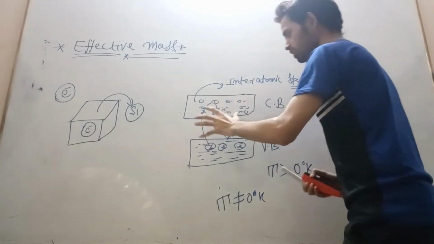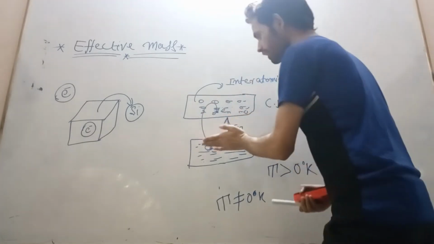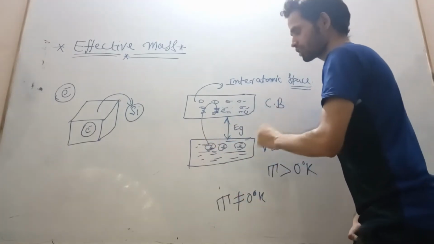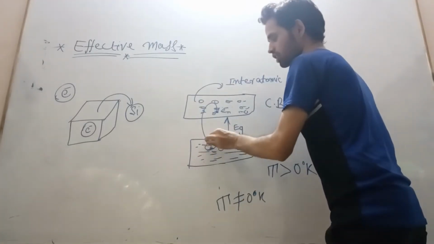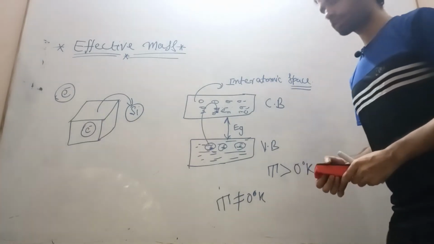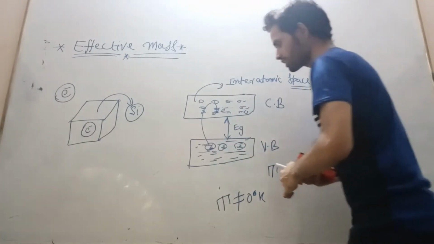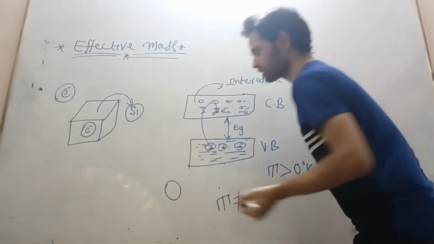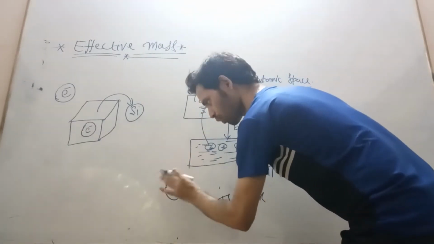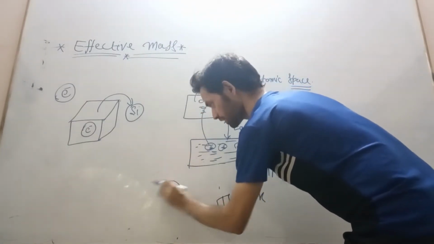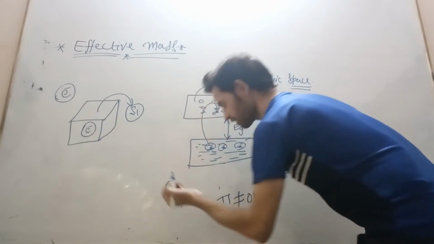Within interatomic space. Now what happens when the temperature is greater than 0 degree Kelvin? Then there is a creation of a positively charged empty state. This is what we call a hole. So this is an empty space, and it carries a positive charge.